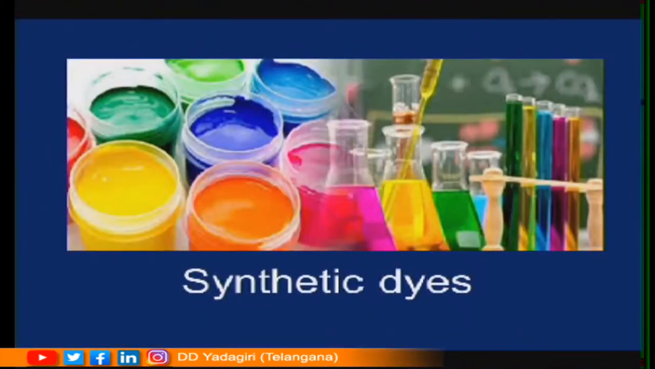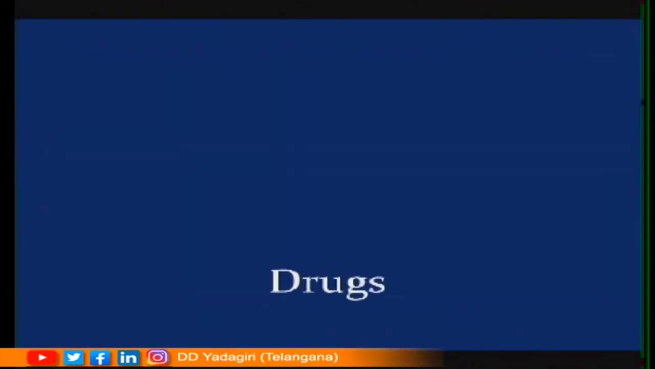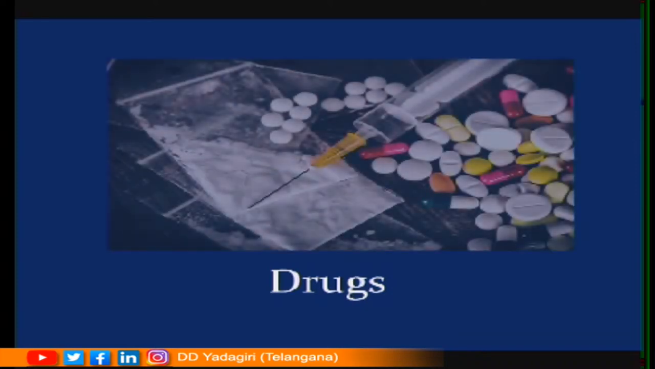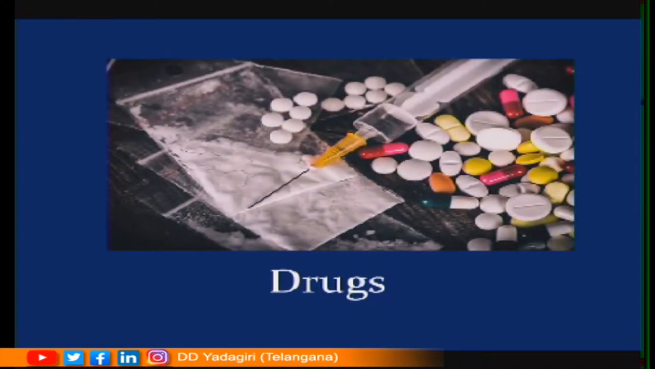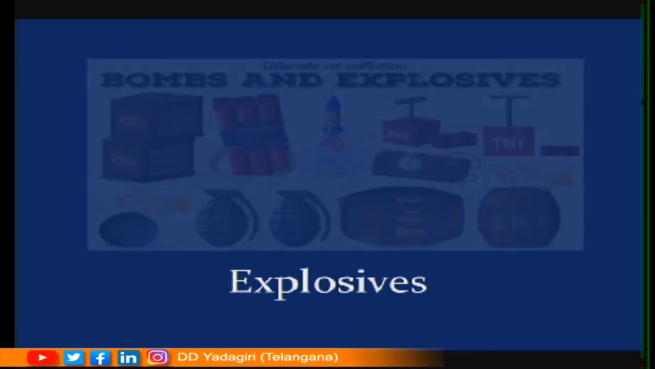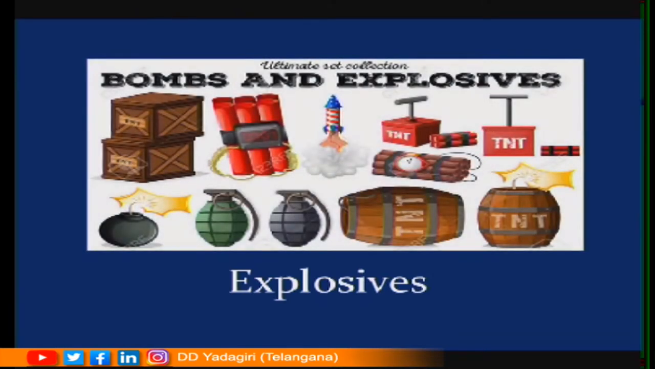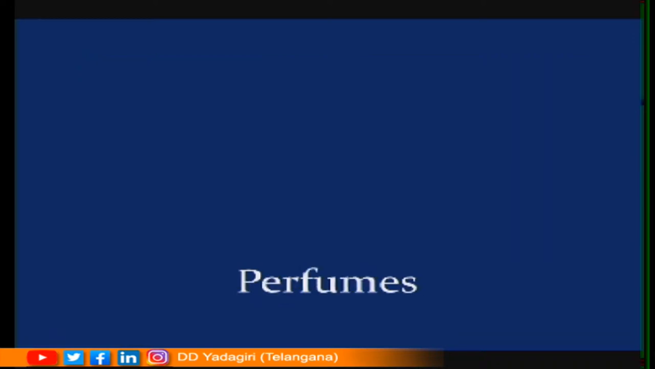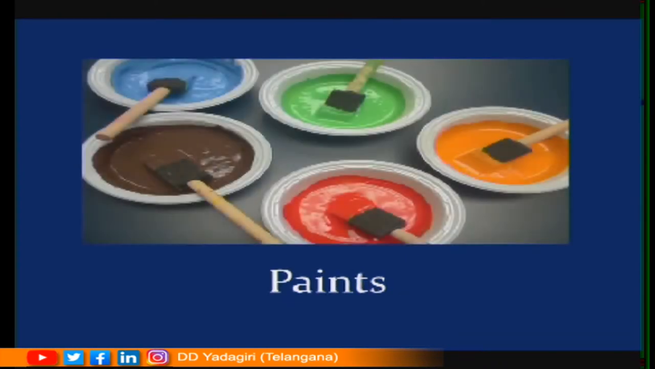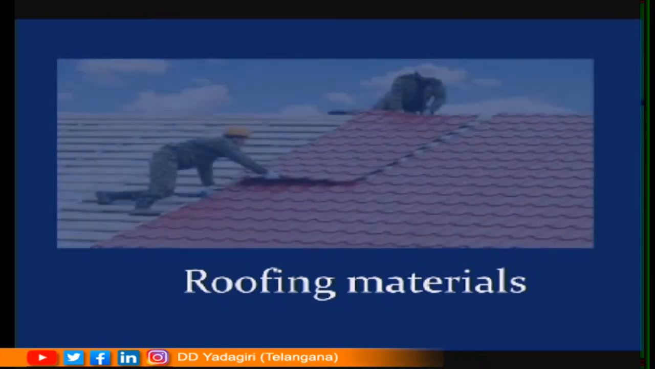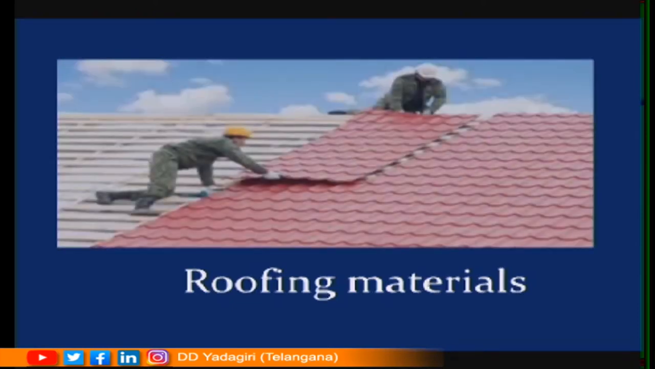Those are synthetic dyes. These are nothing but color imparting agents. Drugs. These are used in the preparation of medicines also. Explosives such as TNT and bombs, we can use this coal tar. Perfumes, the preparation of plastic items, paints, roofing materials, all these products are nothing but coal tar products only.